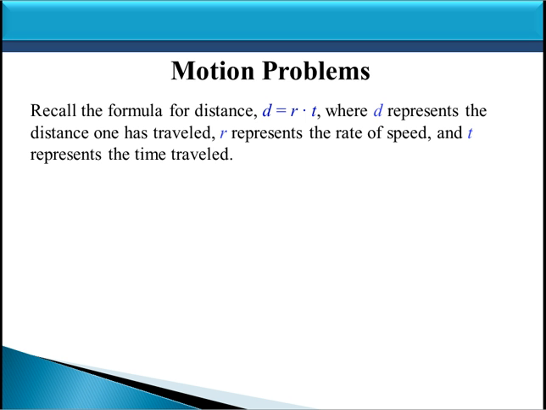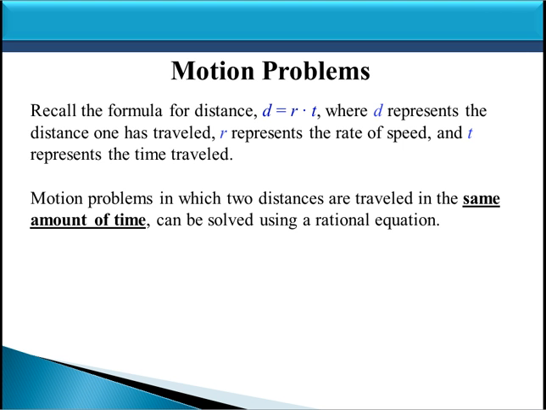So recall that the formula for distance, d equals r times t, where d represents the distance one has traveled, r represents the rate of speed, and t represents the time traveled. Motion problems in which two distances are traveled in the same amount of time can be solved using a rational equation.